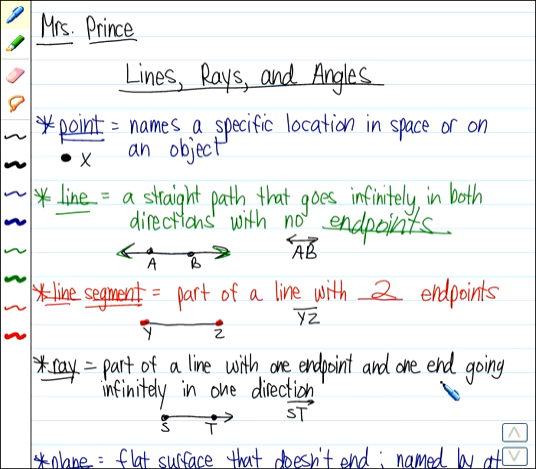Okay, our next term is ray, and a ray is a part of a line with 1 endpoint and 1 end going infinitely in one direction. So it's kind of a cross between a line and a line segment because it has 1 endpoint and then it goes as a line infinitely in one direction. So this would be called ray ST, and again you would call it ST and then put the ray symbol over the top of the 2 letters.